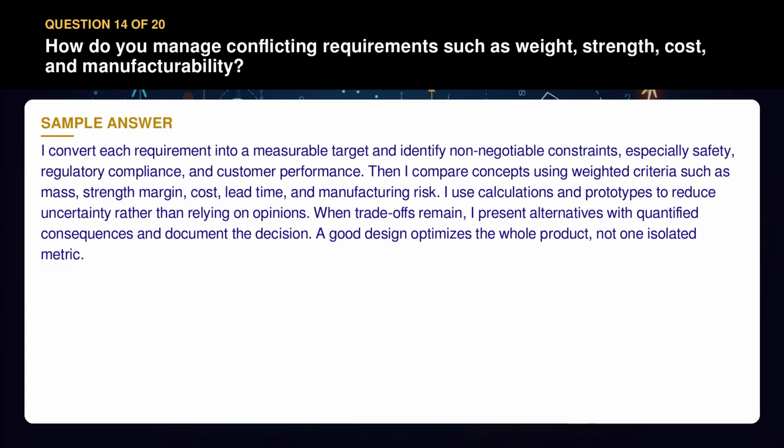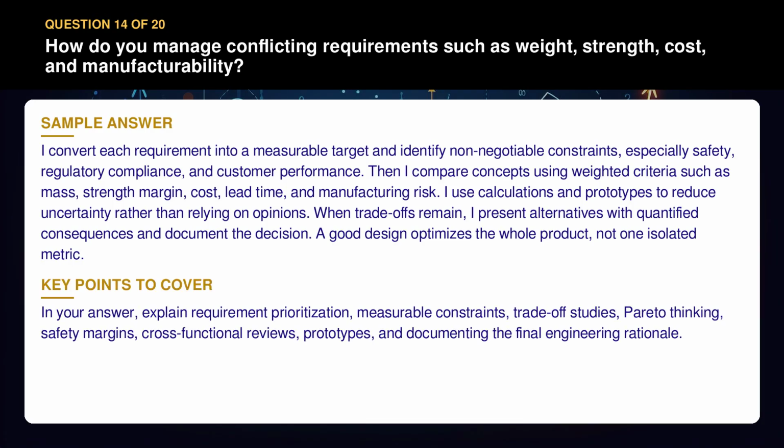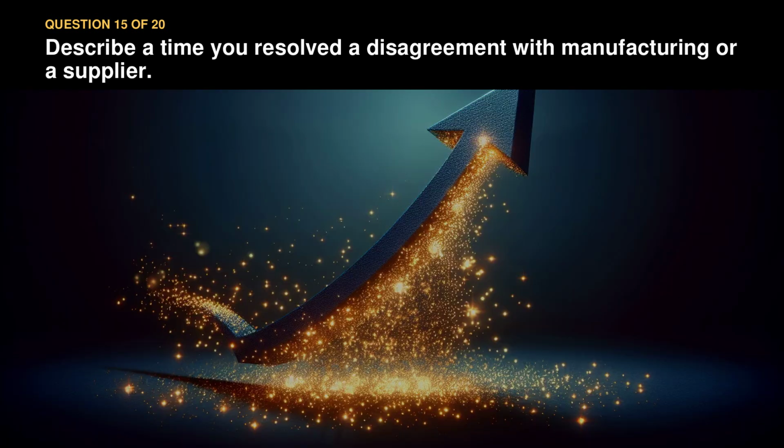A good design optimizes the whole product, not one isolated metric. In your answer, explain requirement prioritization, measurable constraints, trade-off studies, Pareto thinking, safety margins, cross-functional reviews, prototypes, and documenting the final engineering rationale.